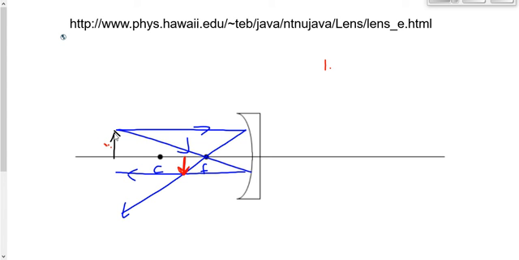Smaller. Look at the red arrow there. That red arrow is smaller than the black arrow. The red arrow is the image. It's smaller than the object. The guy appears smaller than he really is.